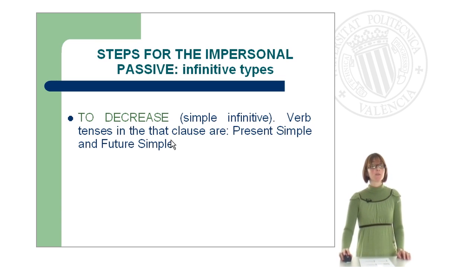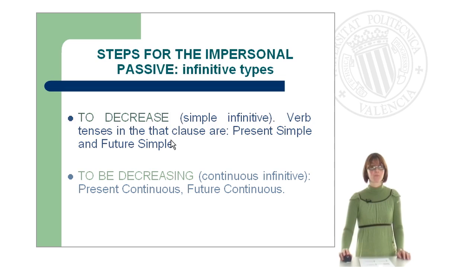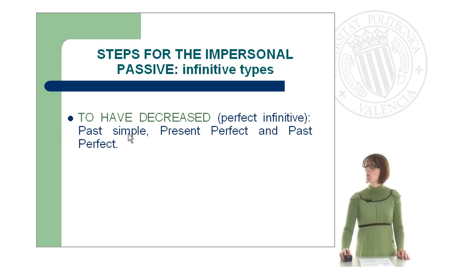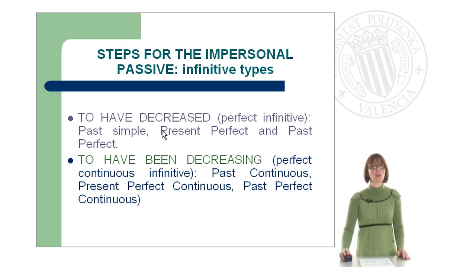Right, so we can have the simple infinitive, to decrease. We normally use the simple infinitive when the verbs in the that clause are present simple and future simple. We use the continuous or progressive infinitive when we have present continuous and future continuous, to be decreasing. We normally use to have decreased, the perfect infinitive, with past simple, present perfect, and past perfect. And finally we have the perfect continuous or progressive infinitive, to have been decreasing, when we use the past continuous, present perfect continuous, or past perfect continuous.